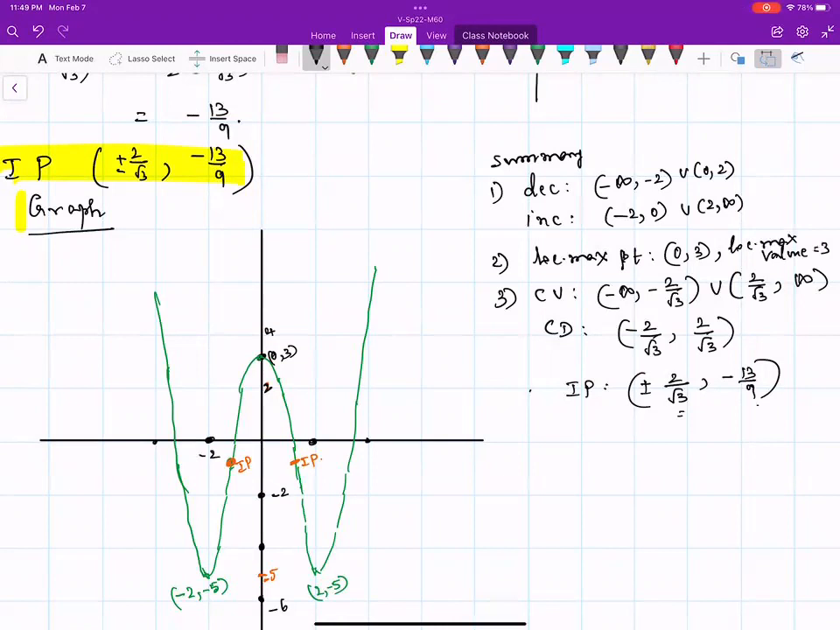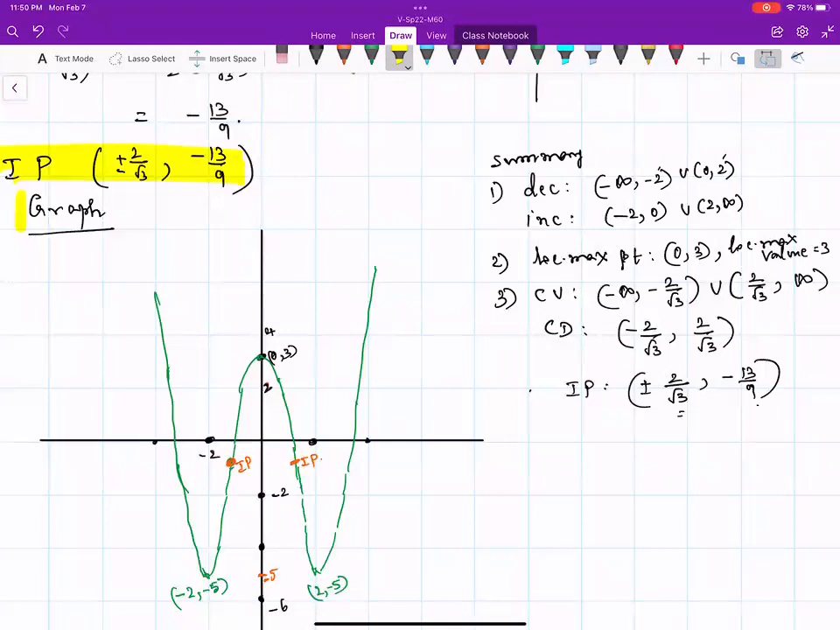So we have to put all this information together. If you notice, the points that we need are -2 to 0, then the y coordinate 3, then the x coordinates -2 over radical 3, and -13 over 9, which is the y coordinate. So in this picture, you notice that the graph is decreasing from -infinity to -2, and then increasing from -2 to 0, decreasing from 0 to 2, and increasing from 2 through infinity.